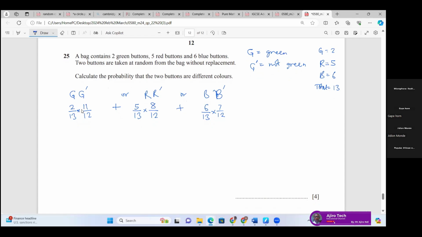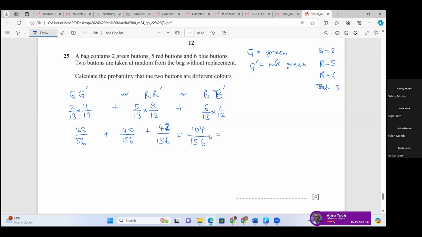Now, let's sum this. I will not divide because I want them to have the same denominator. First one, 2 times 11 is what? 22 over 156. I multiply this, that's 40 over 156. Multiply this, that is 42 over 156. If you add all this together, 22 plus 42 is 64, and 64 plus 40 is 104 over 156.